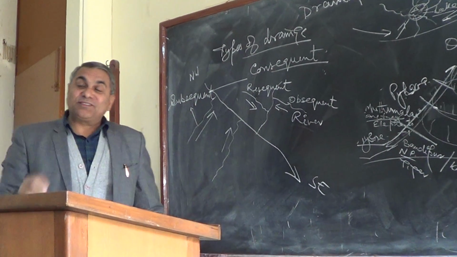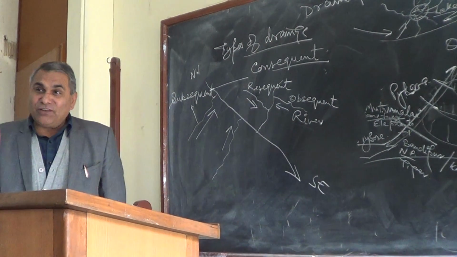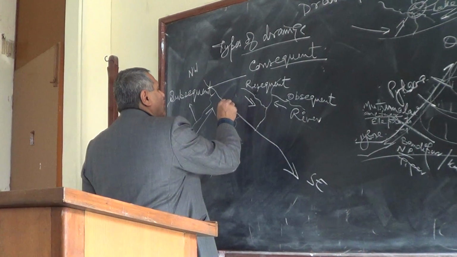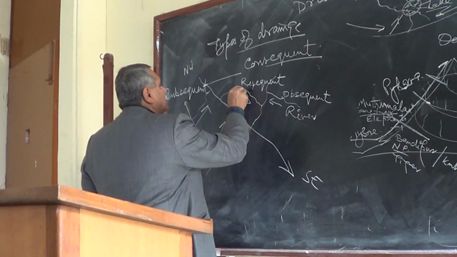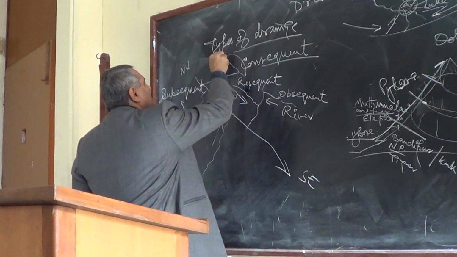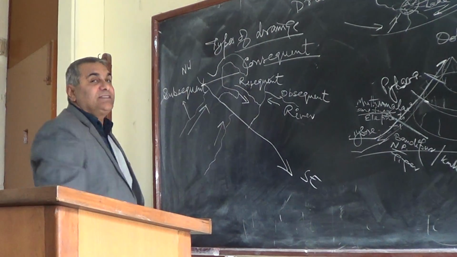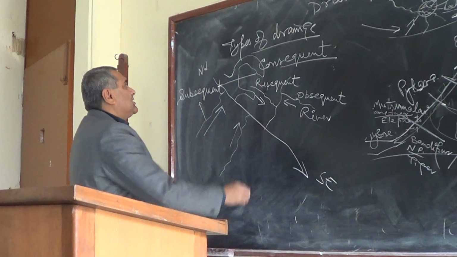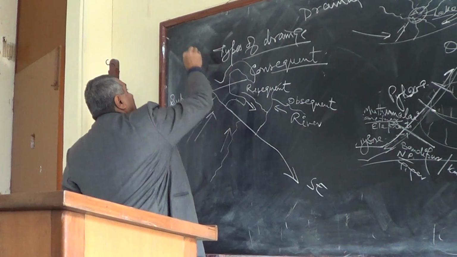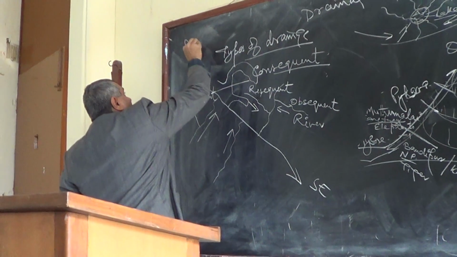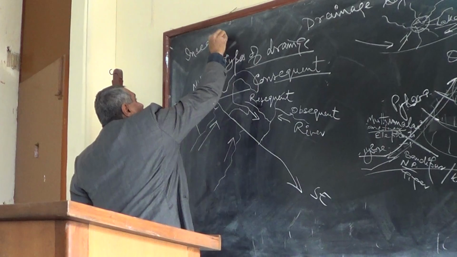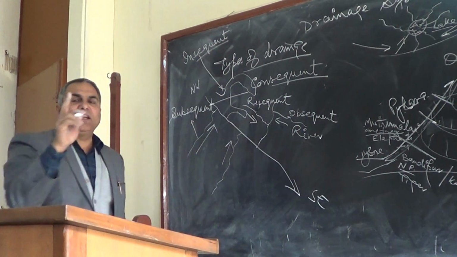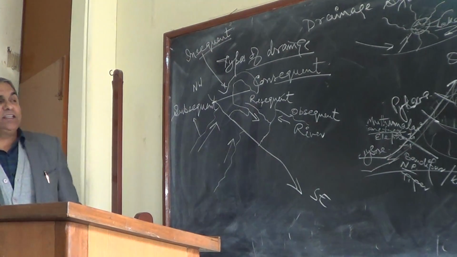And sometimes a river never follows a particular pattern. Sometimes a very unorganized pattern, like this, like this, like this. It is not clear which pattern this is. So this is called insequent, I-N, insequent. So insequent is an unorganized pattern, not an organized pattern.